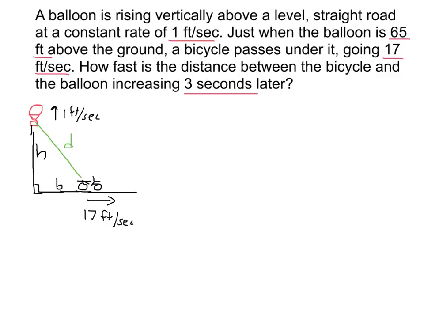So what I know is that dh/dt is going to be 1, and db/dt is going to be a positive 17. Both of those are positive because h and b are growing. If they were getting smaller, then we would need to use a negative rate. Okay, and for this problem, I need to identify what D is. I actually want to know what the derivative, or D prime, is going to be.